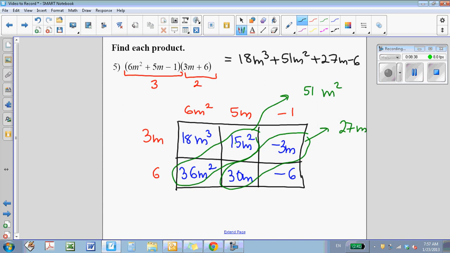So these two are equivalent expressions. The left one is in factored form. The right one is in multiplied out form.